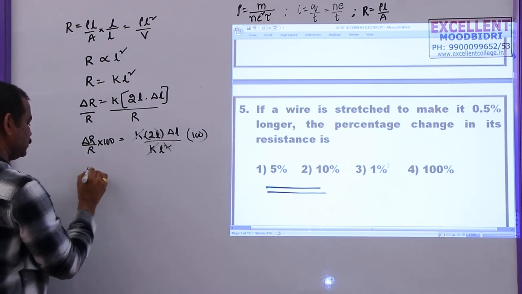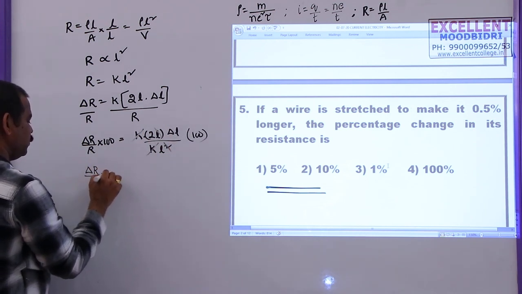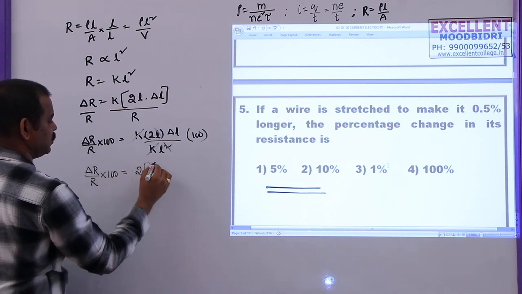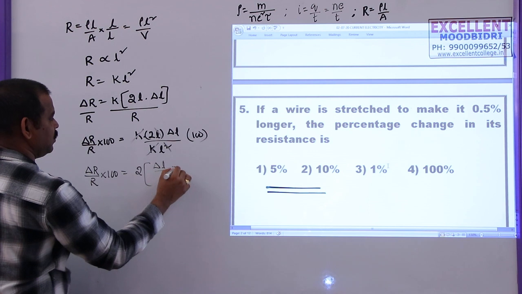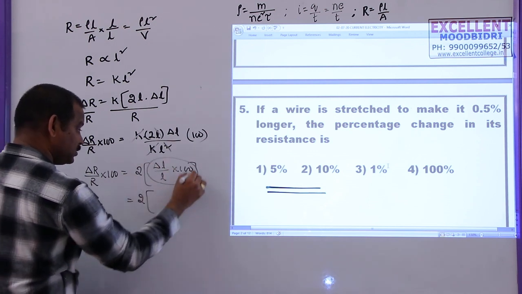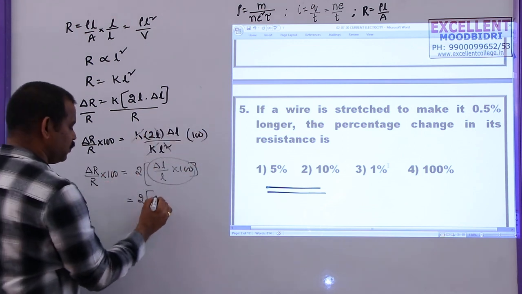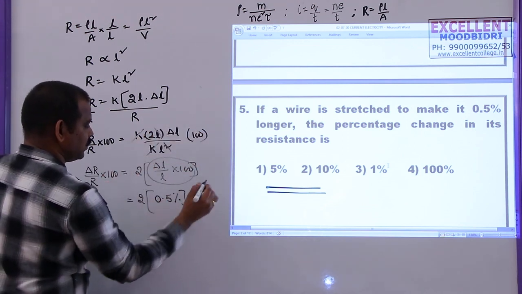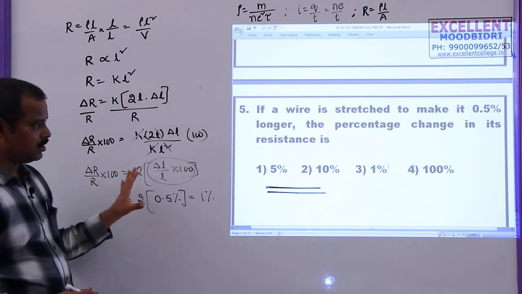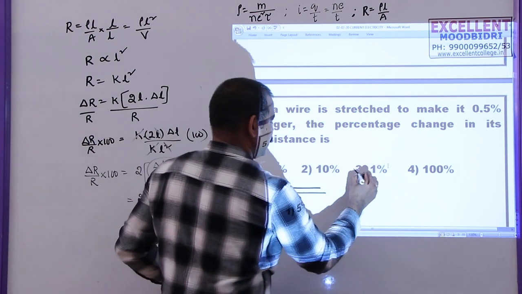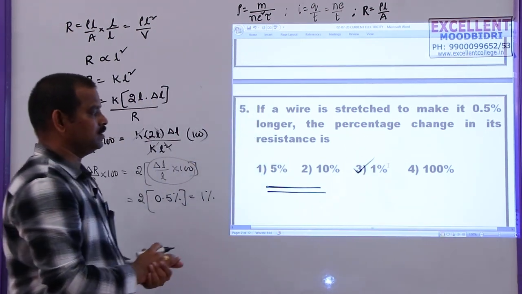So what is the percentage change in resistance when the length increases by some percentage? So this is 2 into delta L by L into 100. So this is 2 into the percentage change in length. In this problem this is 0.5%. So answer is 1%. Remember students, you can use this method only if the percentage change in length is less than 1%, or in some cases you can take it as up to 2%.